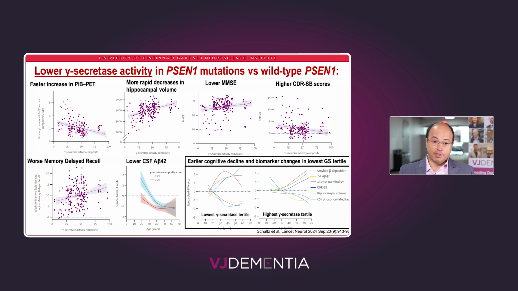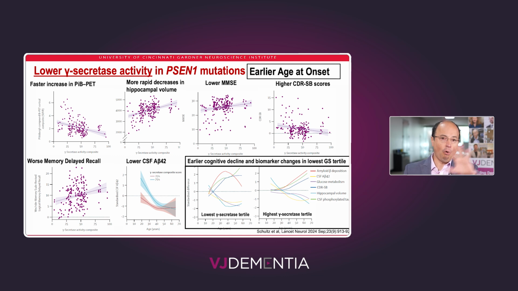If you look at the tertiles of activity, the lowest gamma-secretase tertile compared to the highest gamma-secretase tertile, you find that there is an earlier cognitive decline in the case in which there is the lowest gamma-secretase activity, and an earlier age of onset. So all of this indicates that lower gamma-secretase activity is detrimental in individuals with presenilin-1 mutation.